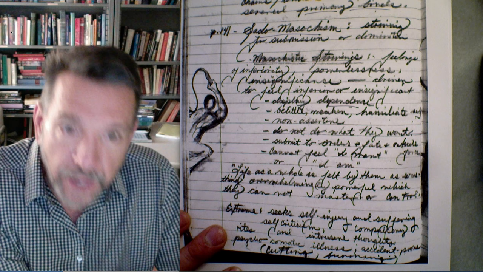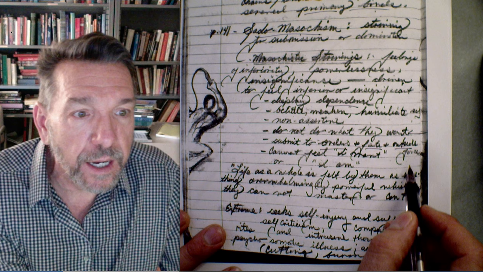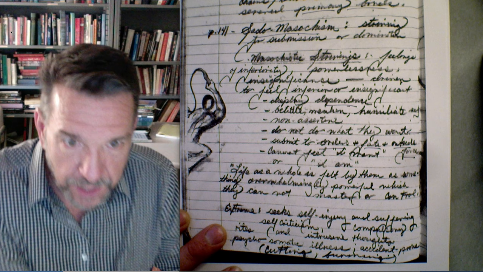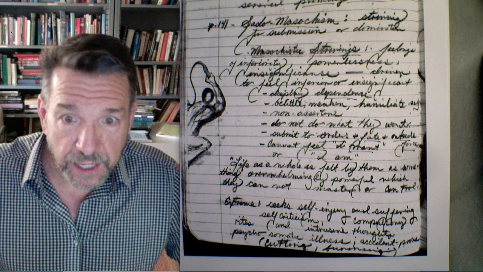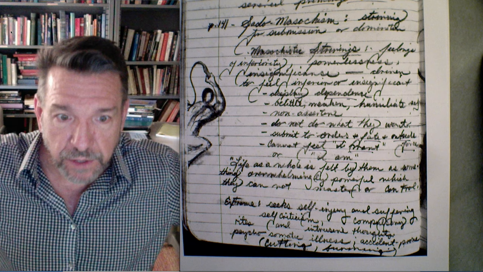You submit. You submit to orders and fate and outside forces, right? I'm powerless. I will be dominated by the forces around me. And one loses the capacity to feel, to say, I want or I am. Those kinds of things go away, right? So life as a whole is felt to be something overwhelming and powerful and external. The powers of life are external to the self and something that can't be mastered or controlled.